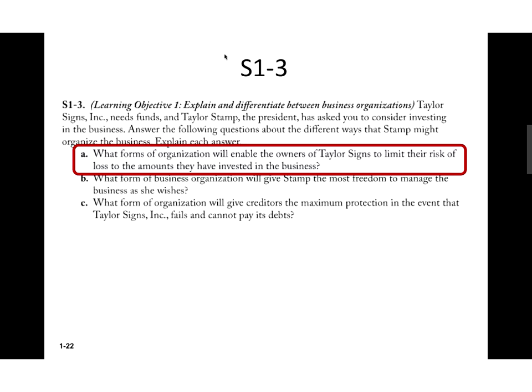Explain each answer. So A, what forms of organization will enable the owners of Taylor Signs to limit their risk of loss to the amount they have invested in the business? So our main choices here are going to be sole proprietorship, then partnership, corporation, and then your LLCs or your LLP. So in this case, we're talking about limiting the amount of loss to the amount they have invested in the business. The answer is going to be corporation, LLC, or LLP.